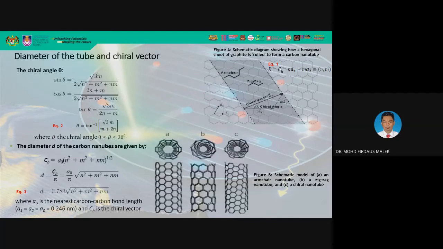And then the theta here, we want to find the theta. The theta is the chiral angle with respect to the zigzag axis. The chiral vector is determined by the degree of twisting of the tube.